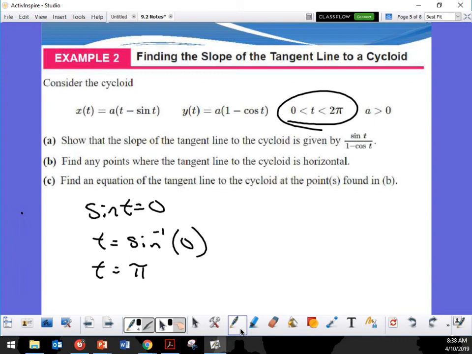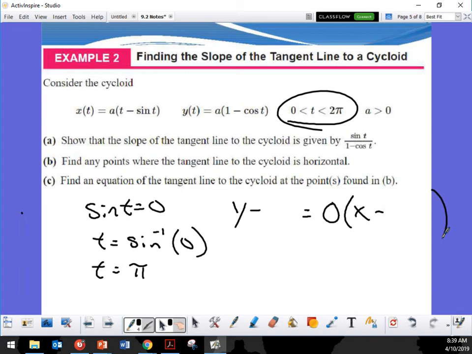Find the equation of the tangent line to the cycloid at the points found in B. So now, t is pi, right? Okay, so now let's go through. The slope is what? What's the slope here? Horizontal line. 0, thank you. The slope is 0. Horizontal line, slope is 0. So I know I'm going to have y minus something equals 0 times the quantity x minus something, right?